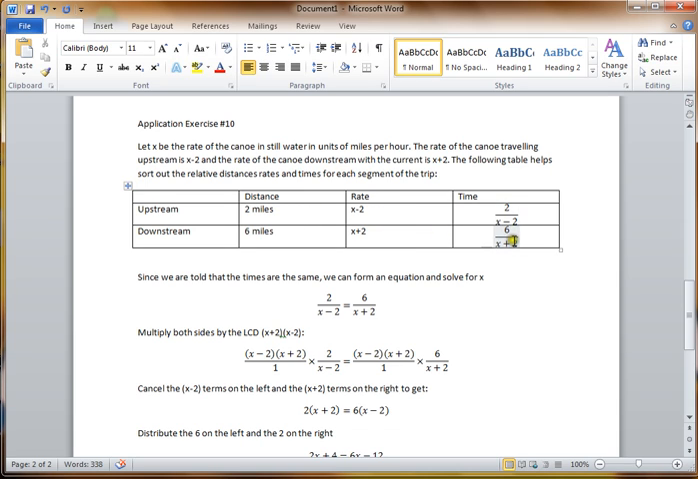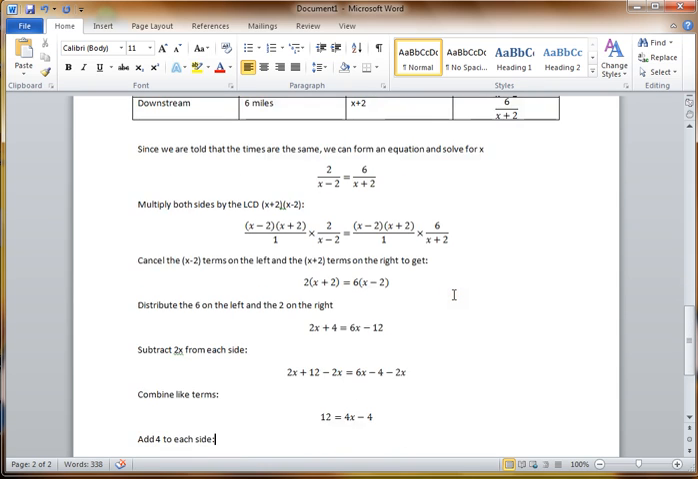Because what's given to me in the problem is that the time spent on each of these two different trips, 2 miles upstream and 6 miles downstream, are equivalent to each other. So I have this rational expression and this rational expression, and those are equal to each other. And this is how then I can get an equation to solve.